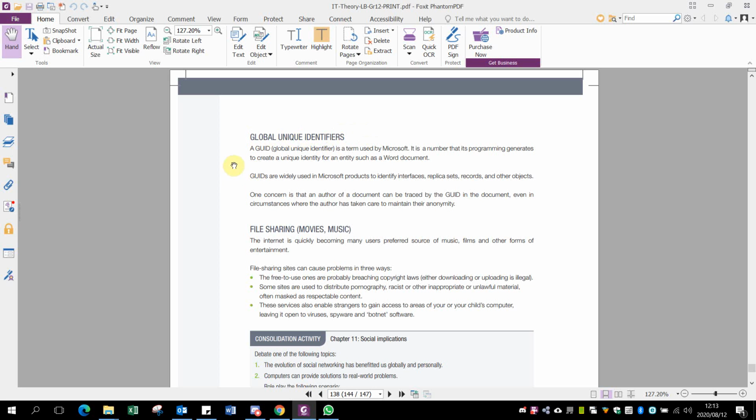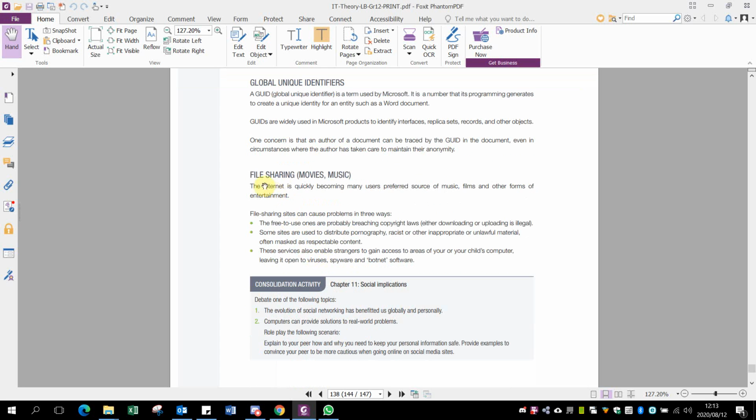Global unique identifiers. Okay, so that's GUID. Global Unique Identifier is a term used by Microsoft. This is the number that its programming generates to create a unique identity for an entity such as a Word document. It just tries to make them unique.